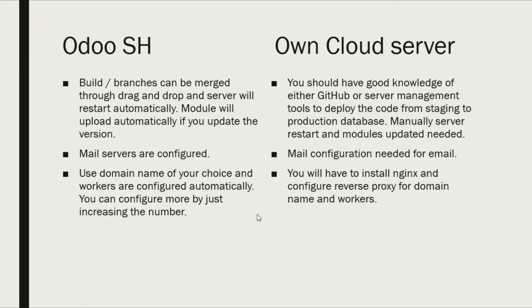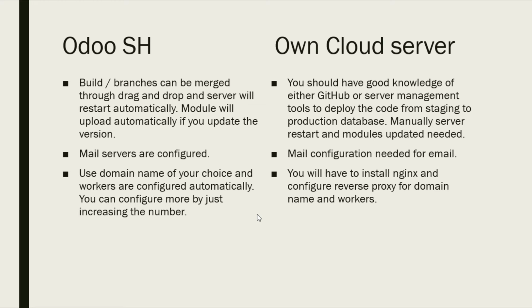Another important feature of Odoo SH is that GitHub branches or Odoo SH builds can easily be merged just through drag and drop. And the server will restart automatically if you deploy any new code. The module will also be updated automatically if you just change the version of the module.